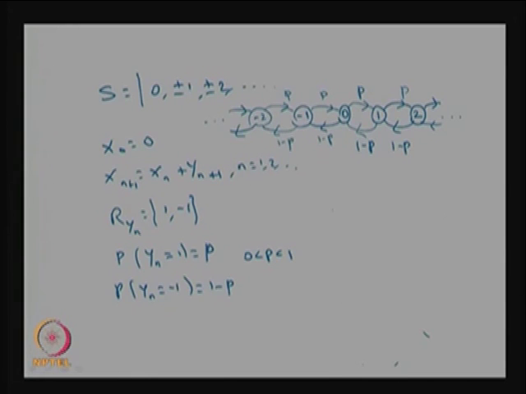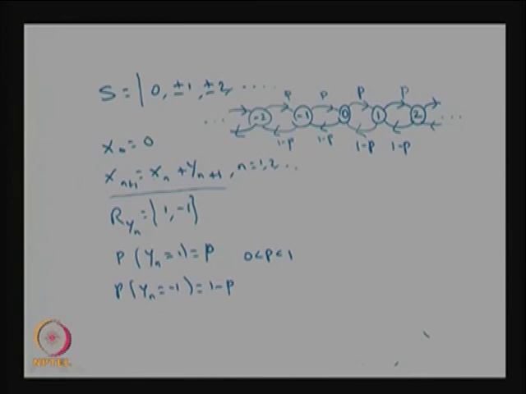Also, we can come to the conclusion, the way we have written x n plus 1 is equal to x n plus y n plus 1, and all the y i's are independent random variables. The x n plus 1 value depends only on x n, not on the previous x n minus 1 or x n minus 2 and so on. Therefore, the conditional distribution of x n plus 1 given x n minus 1 till x naught is the same as the conditional distribution of x n plus 1 given x n.